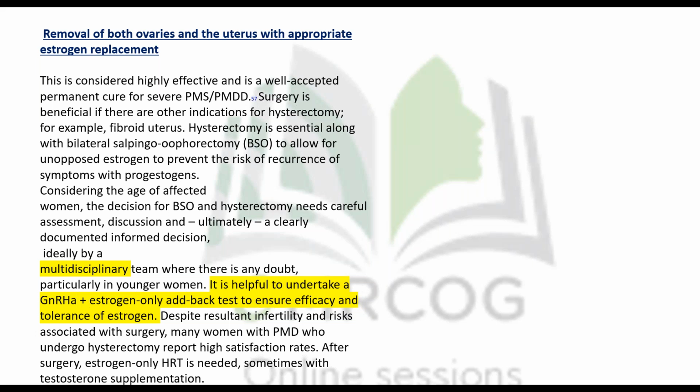Once her surgery is done, after the whole discussion and she's aware of the risk and effect on infertility and the risks associated with surgery, then the patient will need to be on longer-term HRT until the natural age of menopause. The HRT given to her will be in the form of estrogen alone. Sometimes it can be with testosterone supplementation, and the testosterone along with estrogen is to help with sexual libido. Are we clear so far?